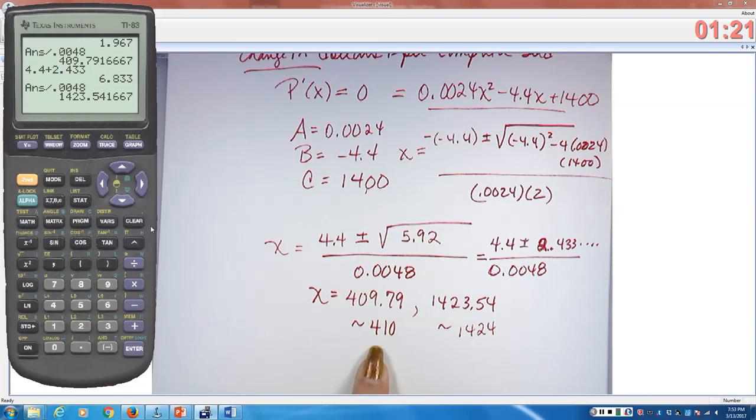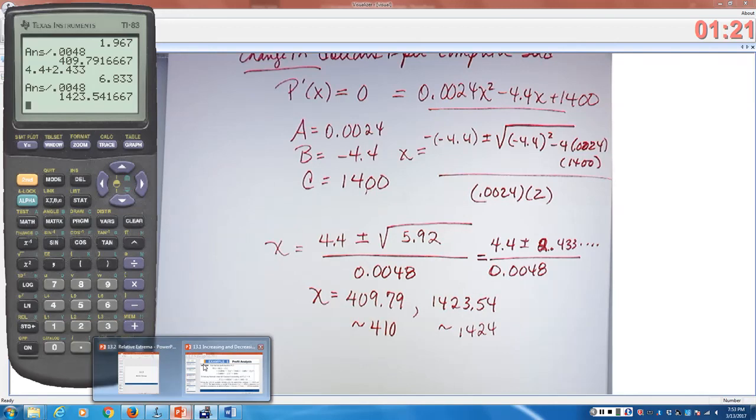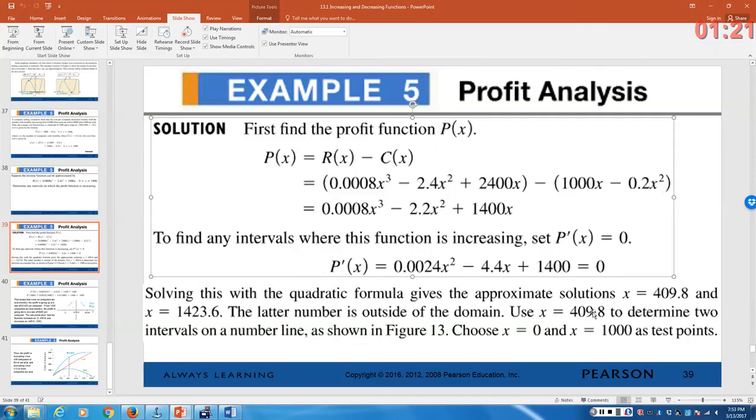Your brain probably wants to tell you that's probably the good one. You don't know. These are the zeros, remember. This is when your profit has temporarily stopped increasing or decreasing. One is a max, one is a min, but don't just assume which one is which. We still test. So 409.8 and 1423.6, we're still going to choose test points.